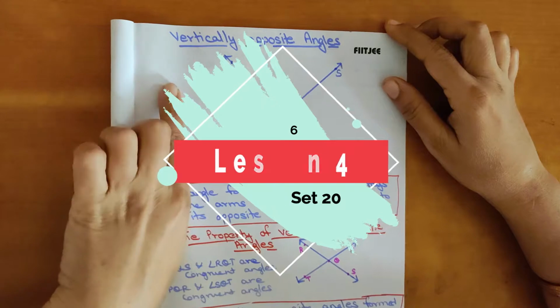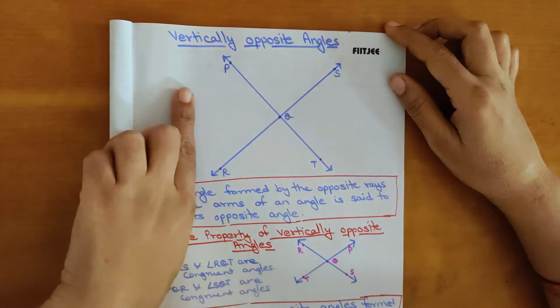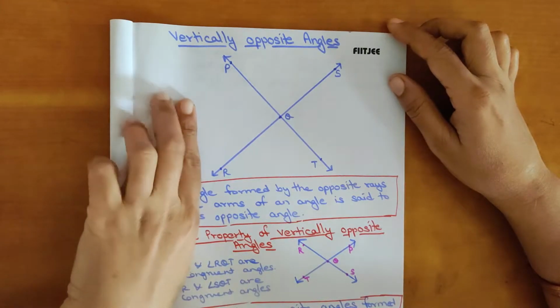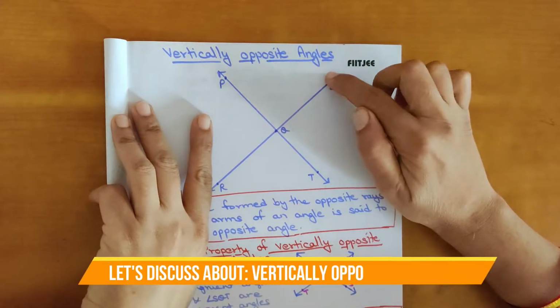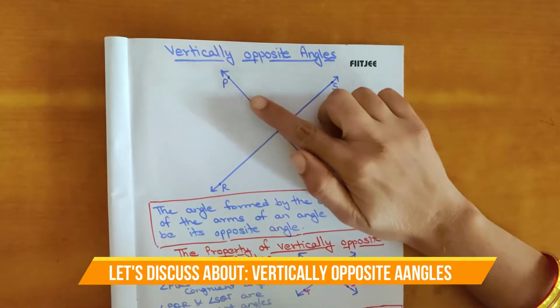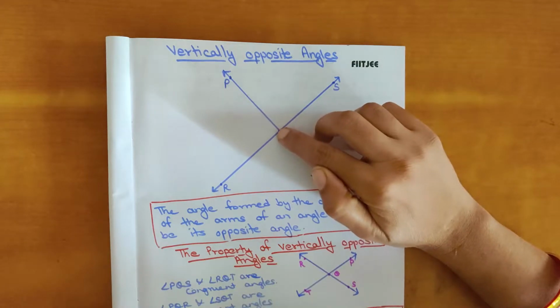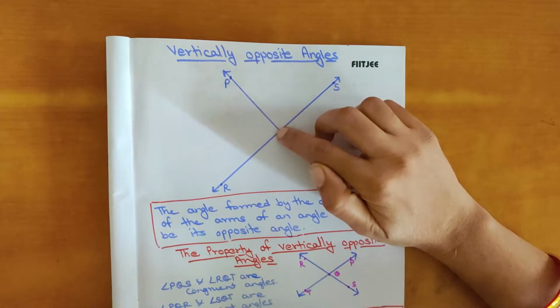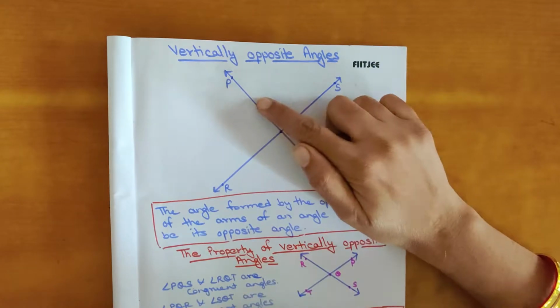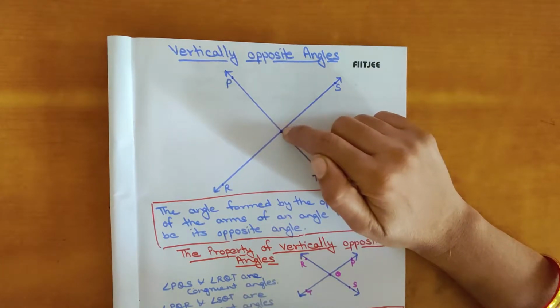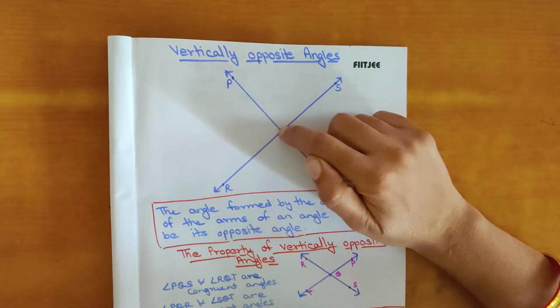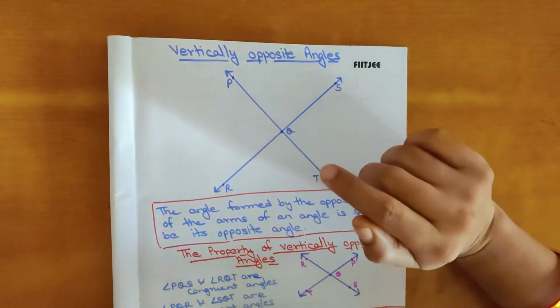Till now we have studied complementary angles, supplementary angles and adjacent angles. Now we will learn about vertically opposite angles. If you see, these are two lines which intersect at a common vertex. There are two lines intersecting at a common point. So they are intersecting at the vertex, so they are known as vertically opposite angles.